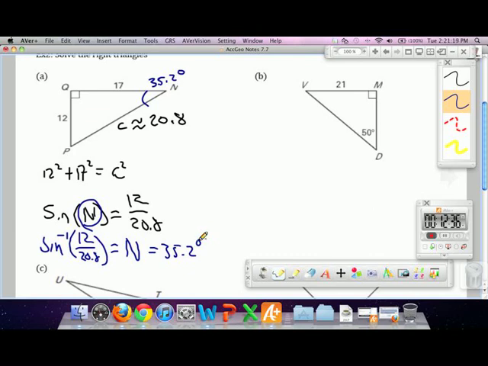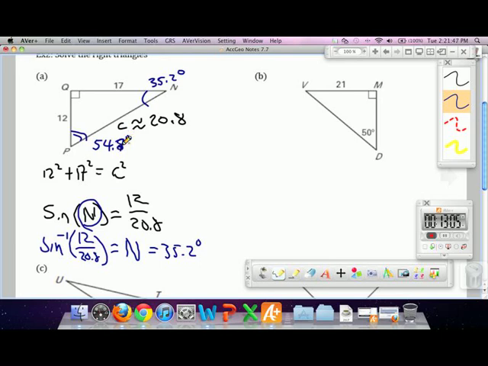You could also, since this is 90, just do 90 minus 35.2. That has got to be this one. This is another way to do it. 90 minus that answer. Minus what? Forcing angle P to be 54.7 degrees.